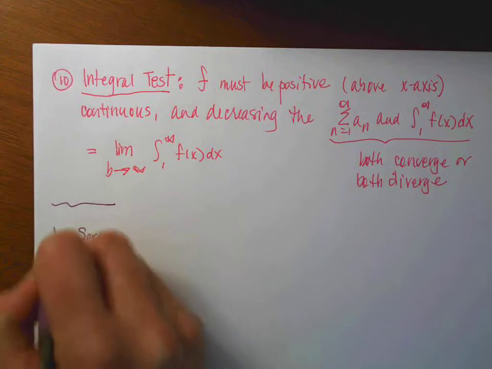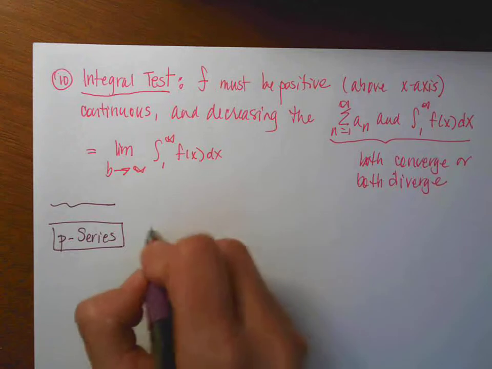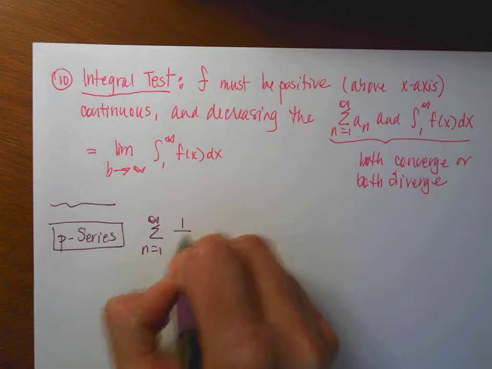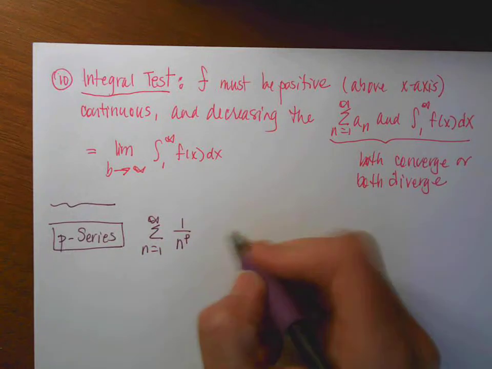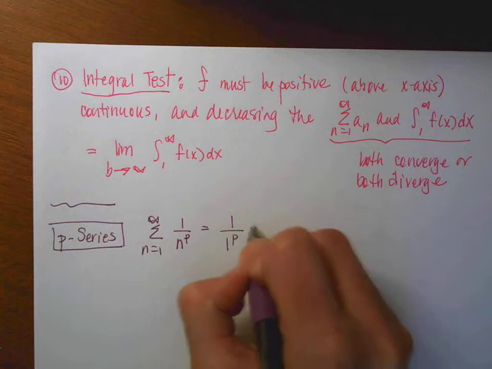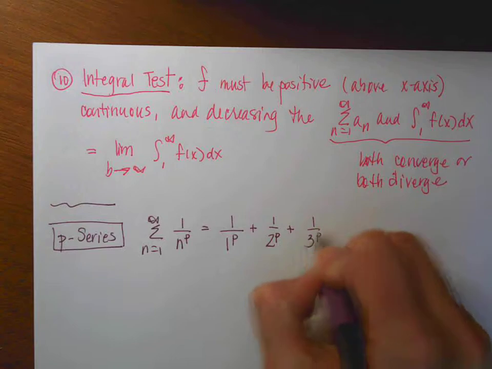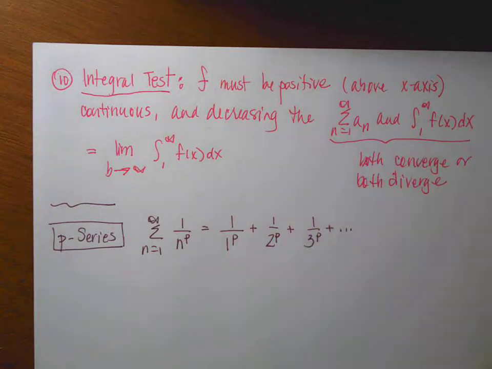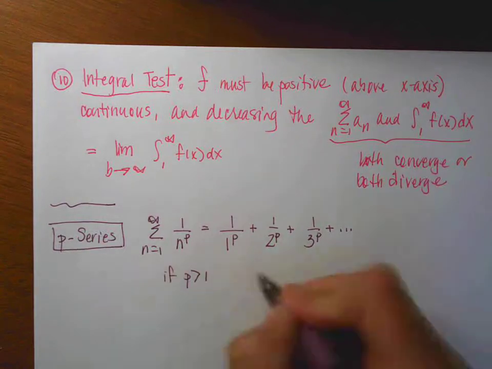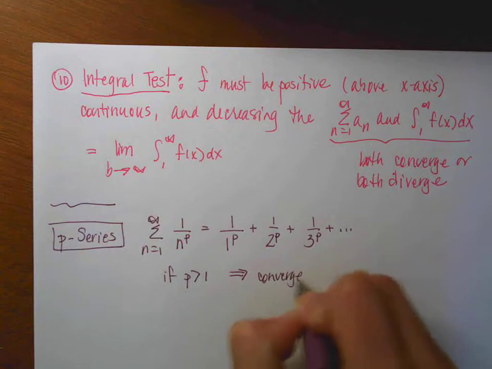So we're going to get a p-series. I'm going to define both of them, and then I'll do a couple of examples. So a p-series is going to look like a sum from n equals 1 to infinity of 1 over n raised to the p. And if I found my terms for this, it would look like this, plus 1 over 2 to the p, plus 1 over 3 to the p, plus etc. This one has two different criteria. If p is greater than 1, then it is going to converge.